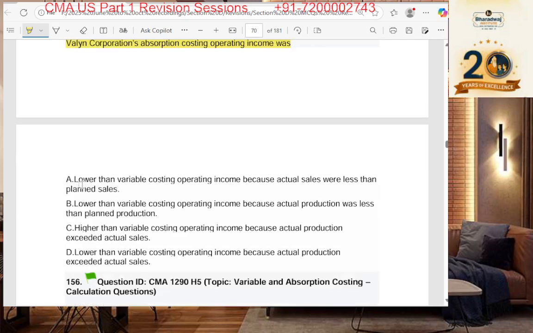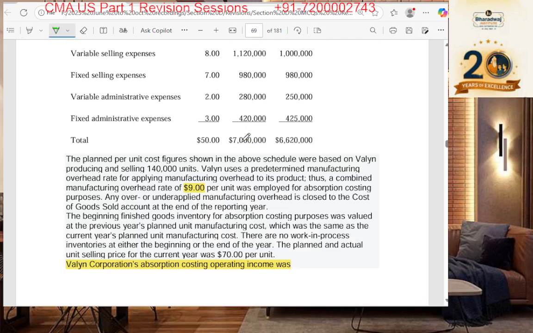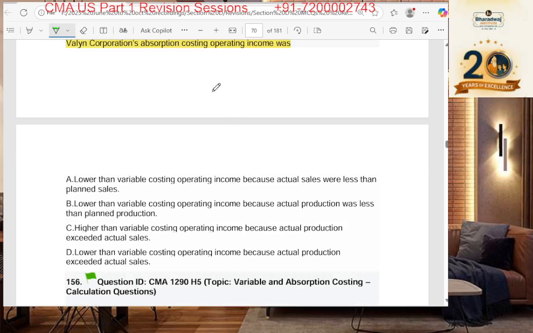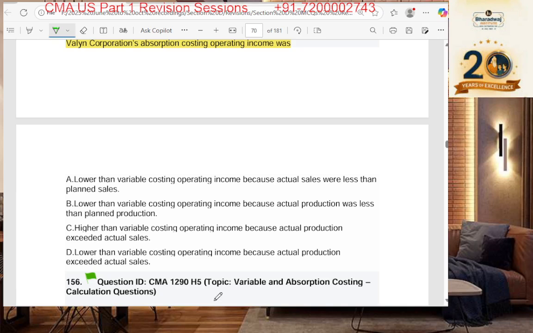Wait. Numbers are not needed. Now you have to take a decision. What is the production? More than sales. Production is more than sales now. What is the inference? Absorption costing will show higher income than marginal costing, higher than variable costing operating income. No need to even think about the data.